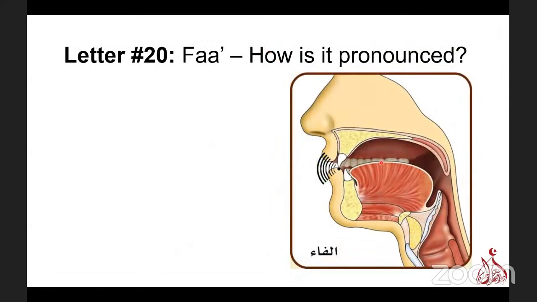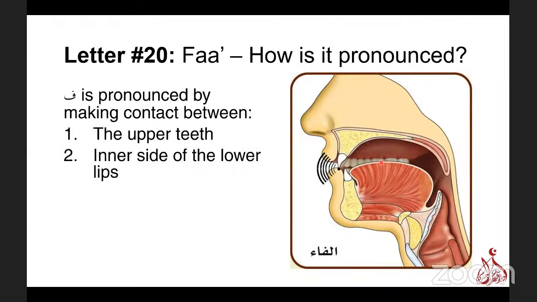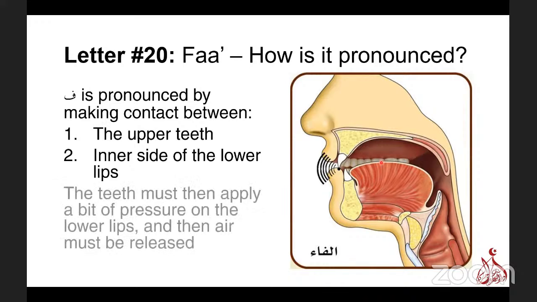So first thing is, how is the letter Fa pronounced? Fa is very straightforward. Fa is pronounced when the upper teeth make contact with the inner side of the lower lip. So you're taking your upper teeth and putting them on your lower lip. And after that, you're basically just putting out air. That's a Fa. Once the upper teeth are touching the inner side of the lower lip, the teeth have to apply a bit of pressure on the lower lip so it doesn't open up. And then air is just released to pronounce the letter Fa.